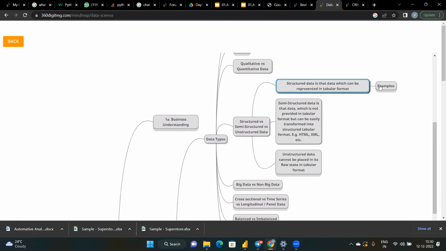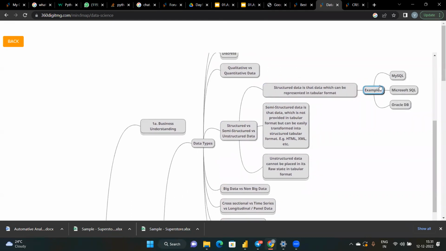So what are the examples? Can you give me any examples? MySQL, Microsoft SQL. If you are more interested, guys, and want to do more research about semi-structured and structured, I suggest you go and do some research. If you want to become a data analyst or data scientist, you should always be doing research. So structured data is nothing but data represented in the form of tabular columns.